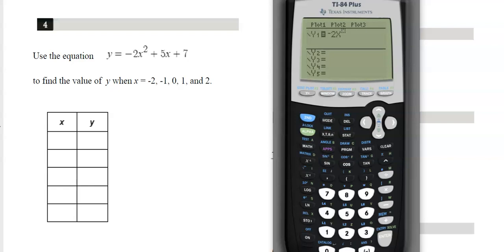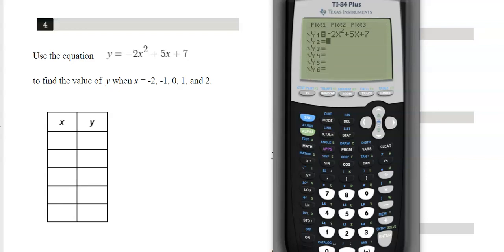X, I use my power squared. My calculator, I got to go down to get back, like, I got to go over to get past the 2. There we go. Now we're on the right level. Plus 5x plus 7. Hit enter to lock it in.